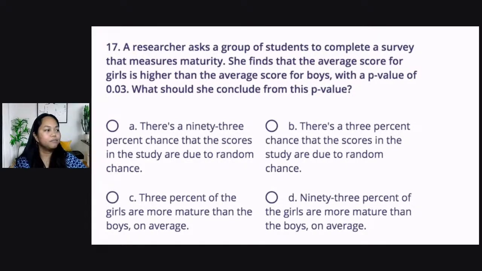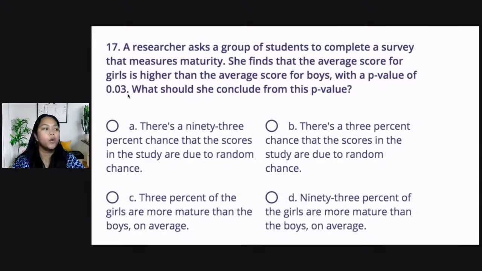Okay, going back to the question that we have here, she finds that the average score for girls is higher than the average score for boys. Again, if you are comparing the average score of girls to boys, you will be using a t-test, right? You use a t-test because you are comparing the results of two groups. If there are three groups or more, then you will be using your ANOVA. After you get your t-test results or your ANOVA results, you use your p-value. So here, the p-value is what we are looking for.